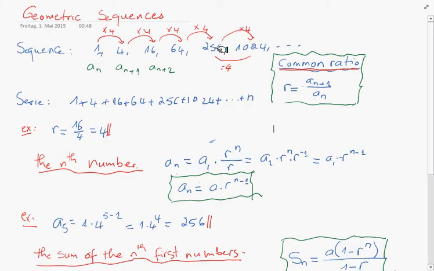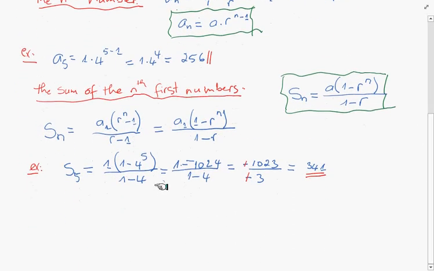If you plug this sum into the calculator, you might get the same result as what we got here, because we used the appropriate formula. The formula tells us to use a1, the first term, times 1 minus the common ratio to the power 5, divided by 1 minus the common ratio. This gives us 1 minus 1024 divided by 1 minus 4. The minus signs cancel out, and 1 minus 1024 over 1 minus 4 gives us 1023 divided by 3, which is equal to 341, and that's the result.